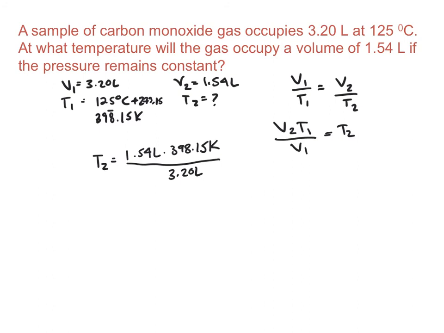Now that we've plugged all these in, we get our answer, which is as follows. Then we're going to check our significant figures. It looks like we have 3 across the board, so this is going to be 192. Units-wise, liters and liters cancel, Kelvin is left over, and so the temperature at which we will obtain the 1.54 liters is going to correspond to 192 Kelvin.